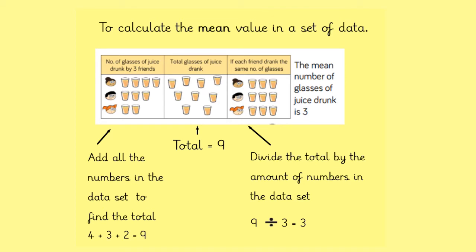Once you have the total, to find the mean, you divide the total by the amount of numbers in the data set. So in this data set, there were 3 different people's amounts of juice. So we need to divide 9 by 3, which would mean the mean number of glasses of juice drunk is 3.